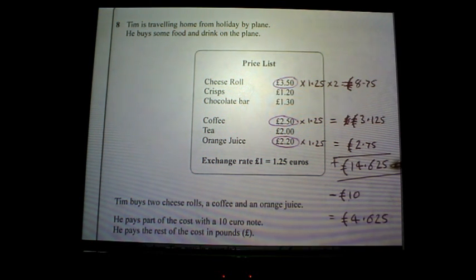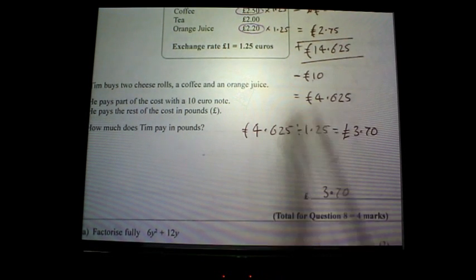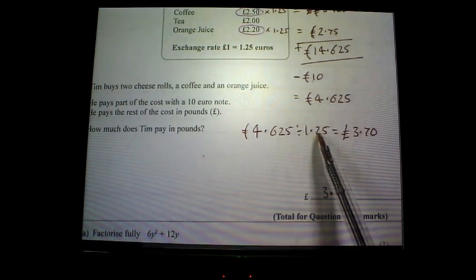I've kept it as 3 decimal points, even though with money you don't normally, because we haven't finished the question yet. If it's still like this at the end, I'll round up, but I'm not going to round up now. He's got 10 euros, so I'll take 10 euros off it, and he's got 4 euros, 0.625 cents left to pay. Convert it back into pounds, and by dividing it by 1.25 this time.